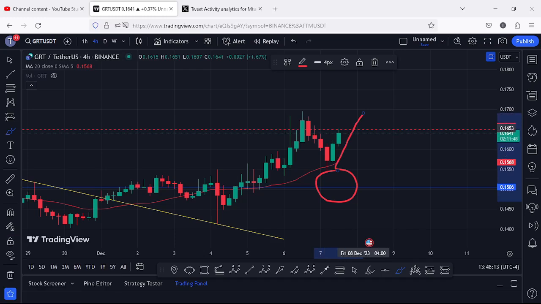$0.165 mark, and a break above that with a successful retest. Then we can easily see GRT get above the $0.2 mark in the next coming hours.